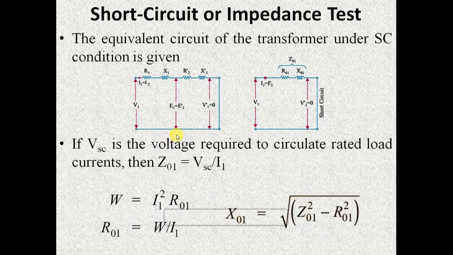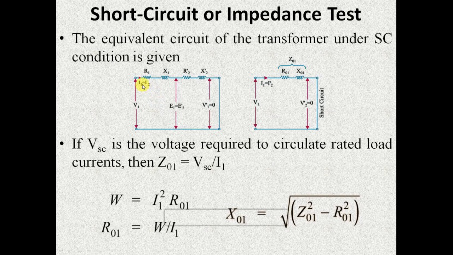This will be the equivalent circuit of the transformer under short circuit condition. The branch I0 can be easily neglected because compared with this rated current, the value of I0 is very small. As we have mentioned in the case of open circuit test, the value of I0 will be only 4 to 6% of the rated full load current.